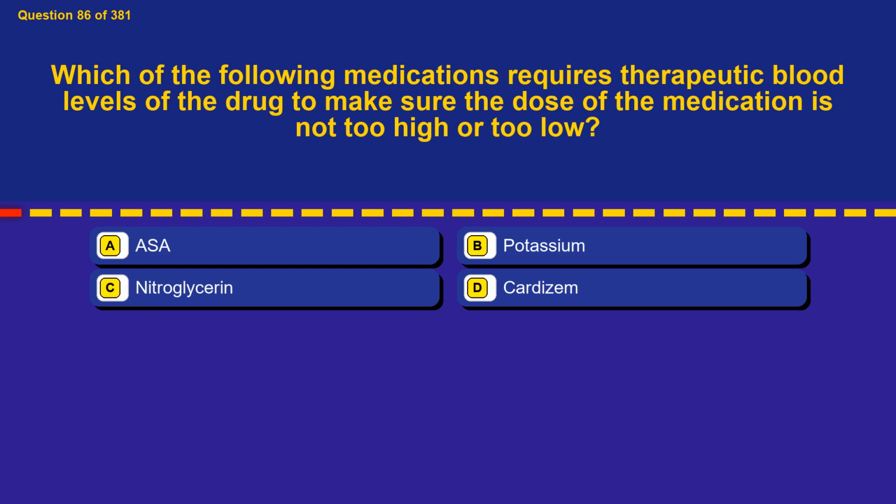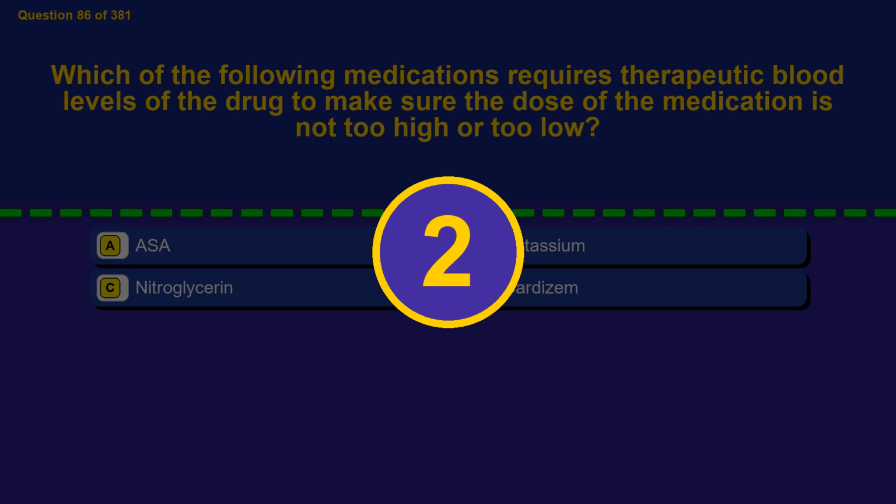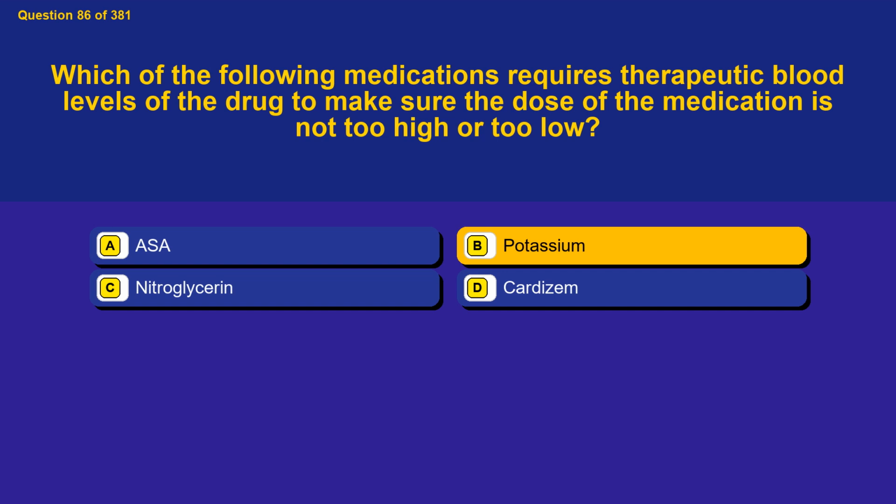Question 86. Which of the following medications requires therapeutic blood levels of the drug to make sure the dose of the medication is not too high or too low? Option A, ASA. Option B, potassium. Option C, nitroglycerin. Option D, Cardizem. The correct answer is option B, potassium.